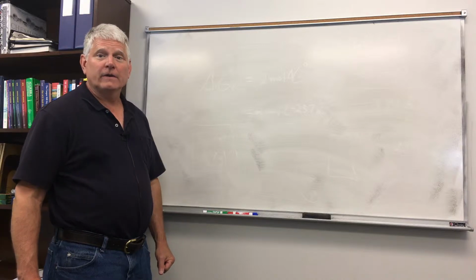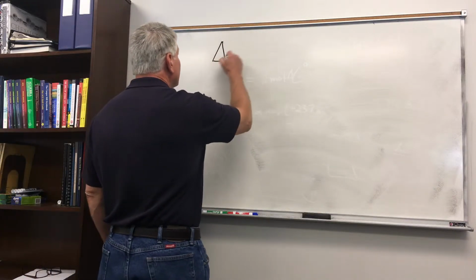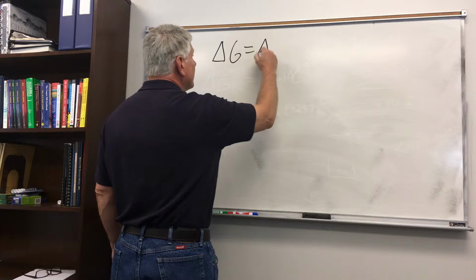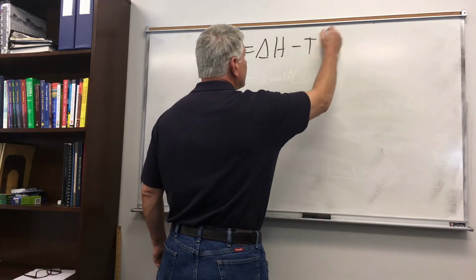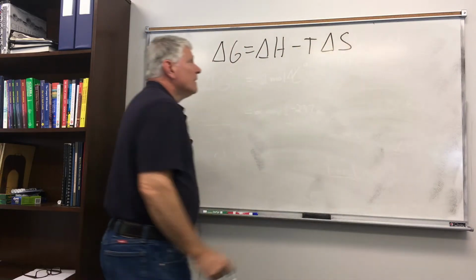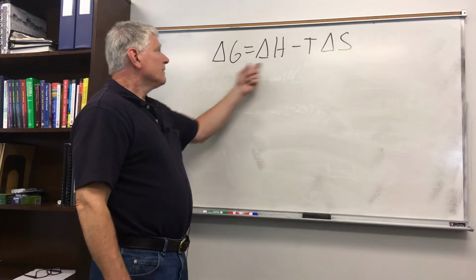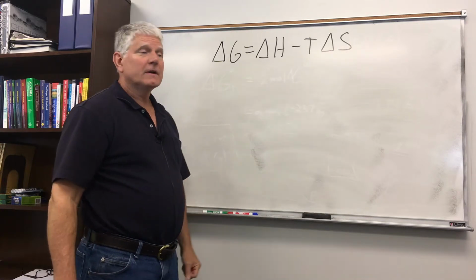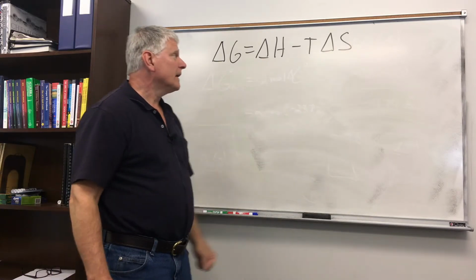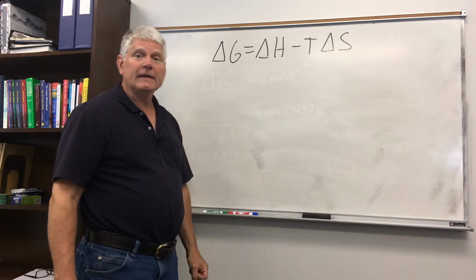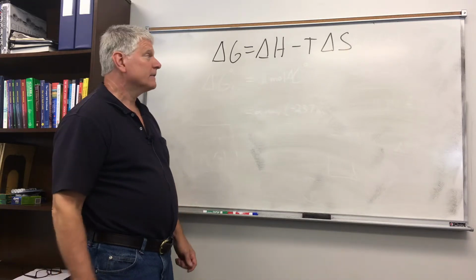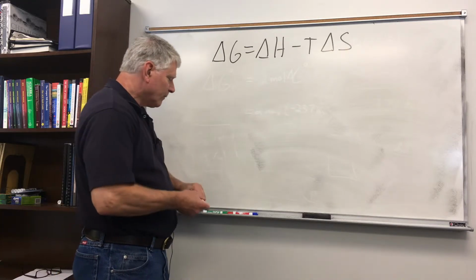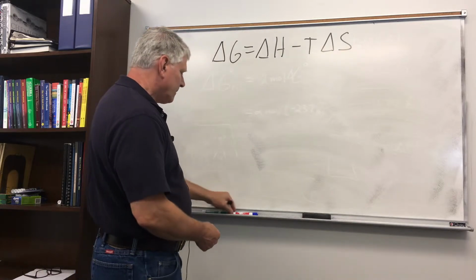Okay, let's look at our expression for delta G now in terms of enthalpy and entropy. Depending on the temperature and the sign of delta H and delta S, we can have a spontaneous or non-spontaneous process. So let's consider possible signs for both of these.